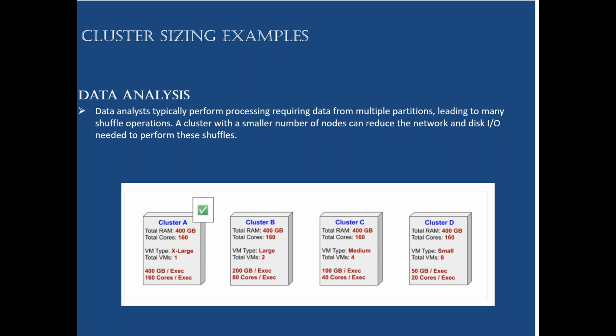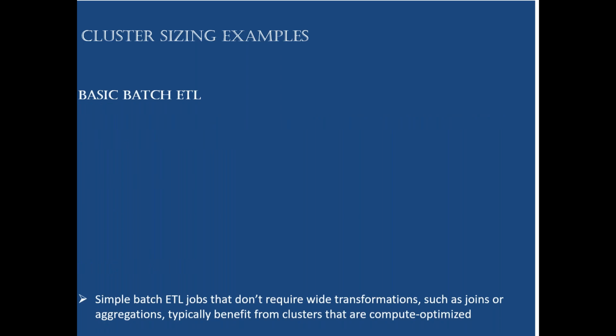Because if you have multiple machines, multiple cores, data has to move from one machine to another machine. That basically shuffles the data and it causes a performance issue. Whenever you are moving data, try to reduce the number of nodes in a cluster, and try to make them big nodes. Clear? This is the next cluster sizing example.